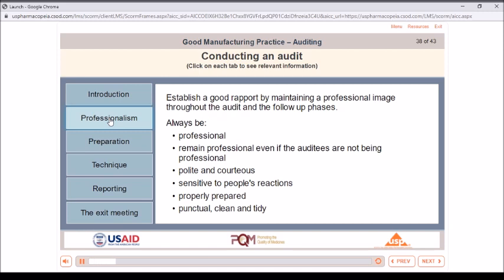Professionalism. Establish a good rapport by maintaining a professional image throughout the audit and the follow-up phases. Always be professional. Remain professional even if the auditees are not being professional. Polite and courteous. Sensitive to people's reactions. Properly prepared. Punctual, clean, and tidy.